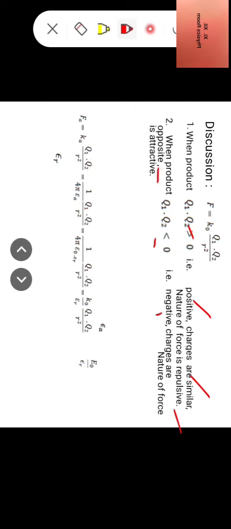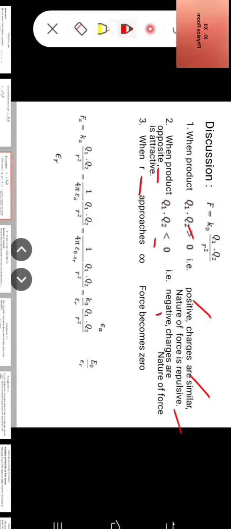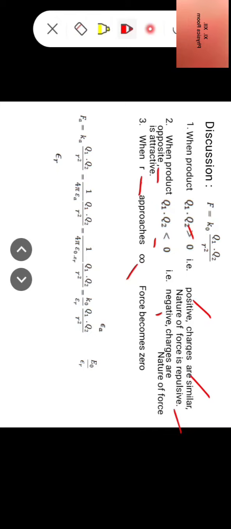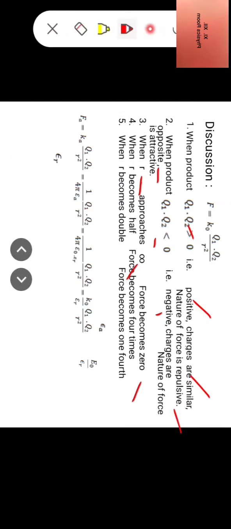Now, third point, when R approaches infinity, force becomes 0. Fourth point, when R becomes half, force becomes 4 times. And fifth point, when R becomes double, force becomes 1/4. You can calculate by substituting the values of R.